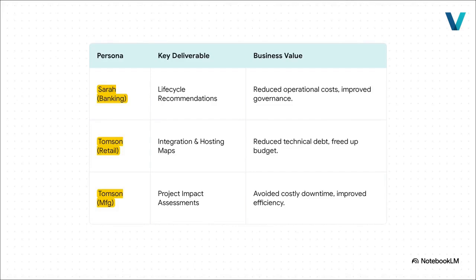And for Tom Johnson, who was working in both retail and manufacturing, this approach delivered huge wins. He reduced technical debt, avoided costly production downtime, and he even freed up budget for actual innovation. This isn't theoretical stuff. These are real-world results.